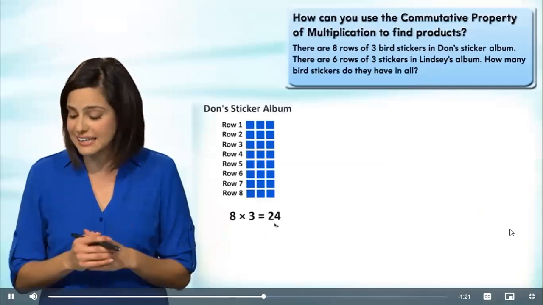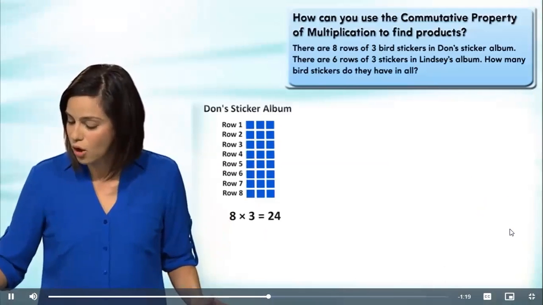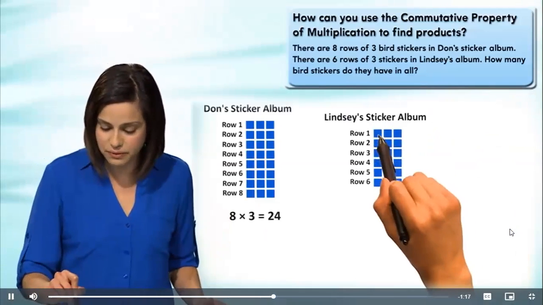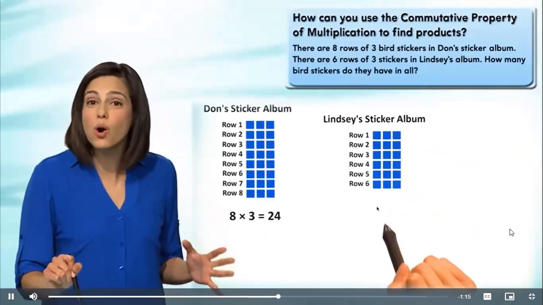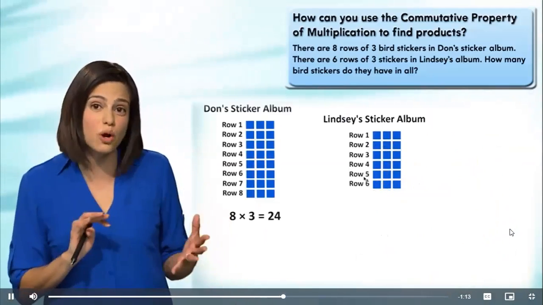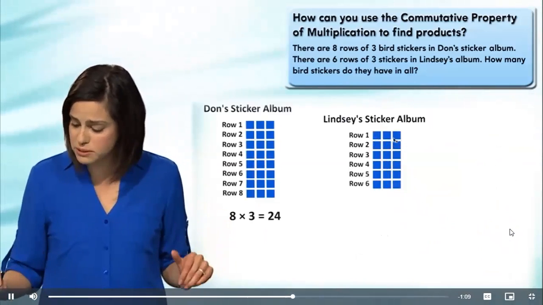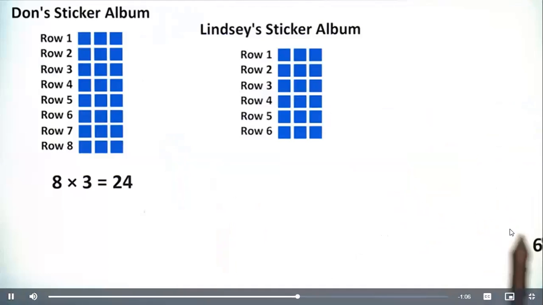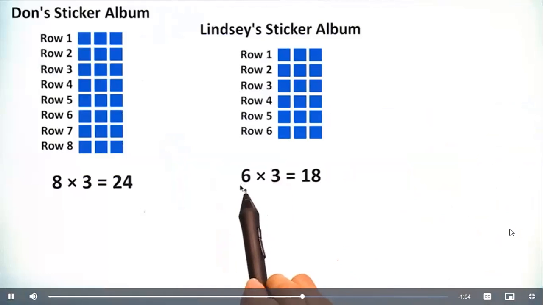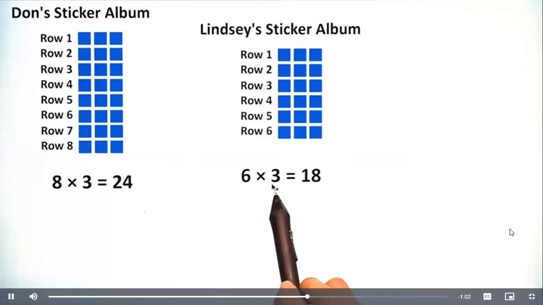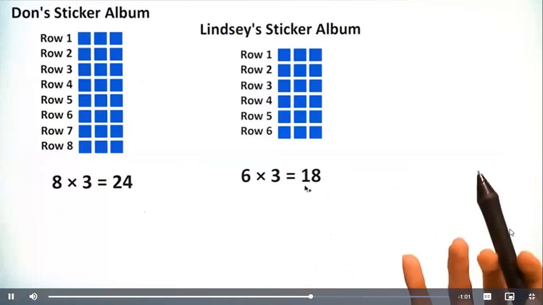Now let's take a look at Lindsay's sticker album. Well, she has 6 rows of bird stickers, and in each row she has 3 stickers. Let's go ahead and multiply to find her number of stickers. 6 rows times 3 stickers in each row, well, that gives us 18 stickers.